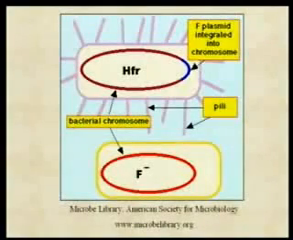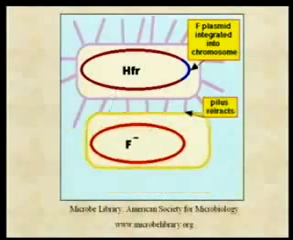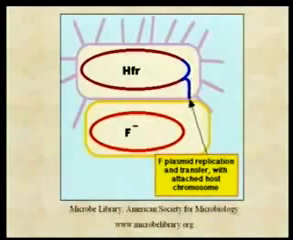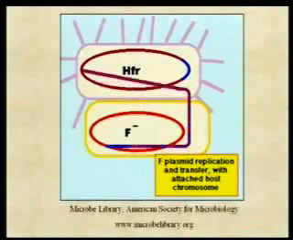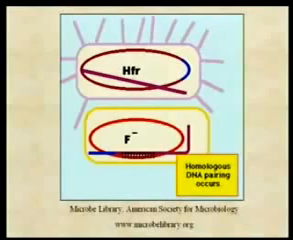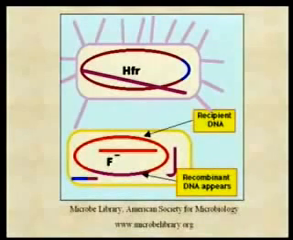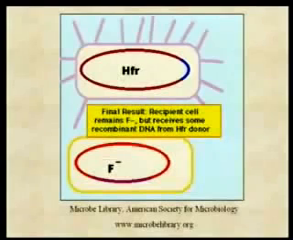All right. So here's a cartoon of HFR. You get the conjugation bridge. There's the rolling transfer. We're transferring in the donor chromosome, break the mating pairs, homologous recombination to get stable exchange of the DNA. Okay? And now we've got the F factor with some DNA.